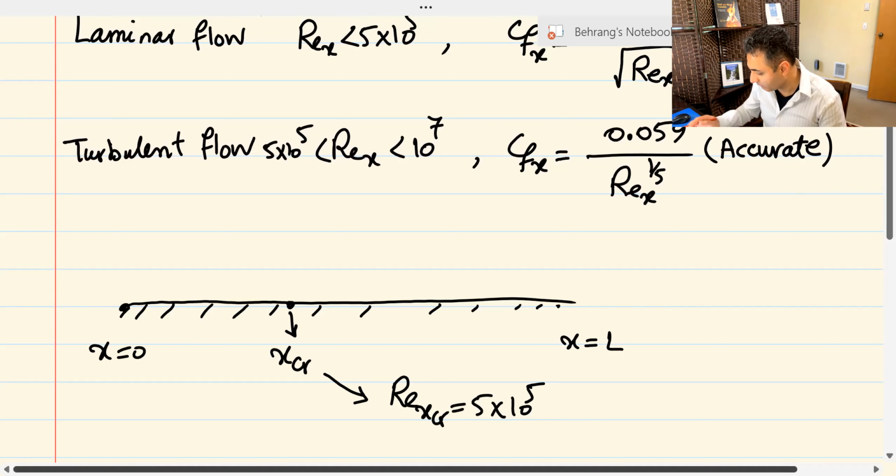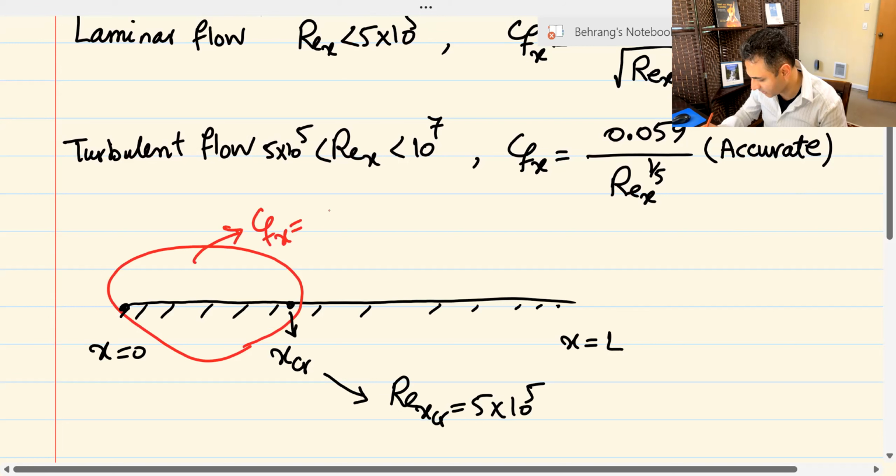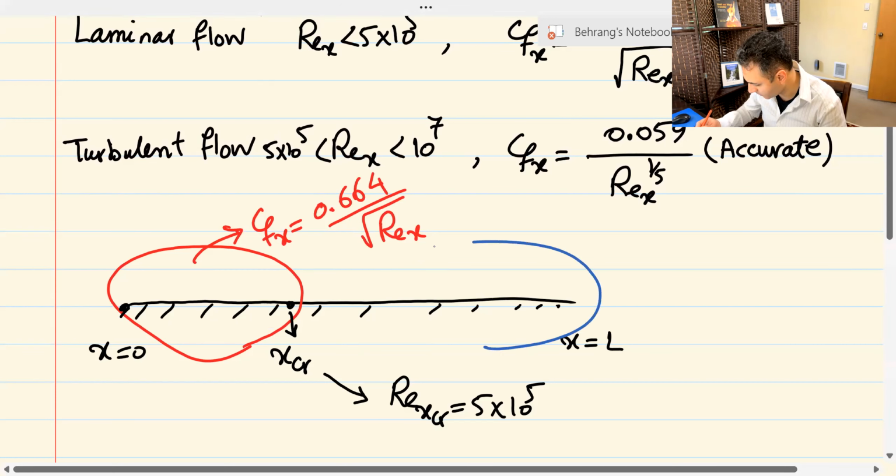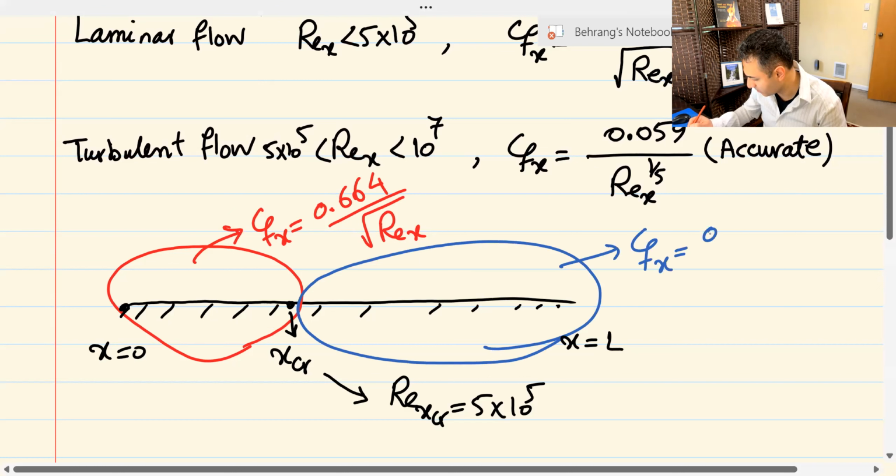And for this area, the equation you need to use for CFX is 0.664 over the square root of Reynolds number. And for this area, I use a different color. After Reynolds critical, CFX is 0.059 over Reynolds number to the 0.2. 1/5 is 0.2, right? That's what it means.